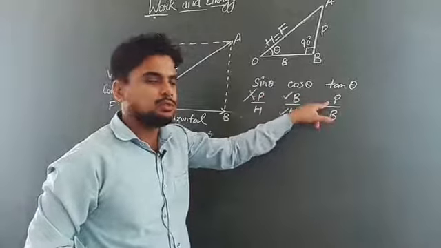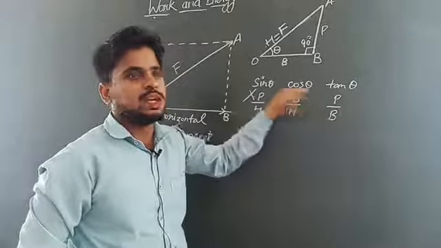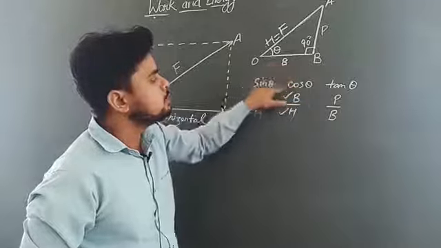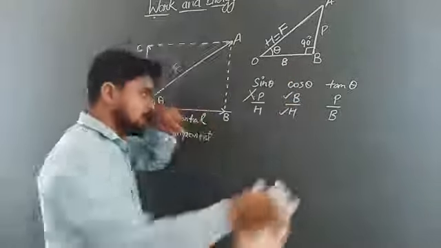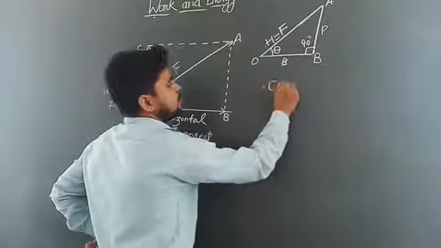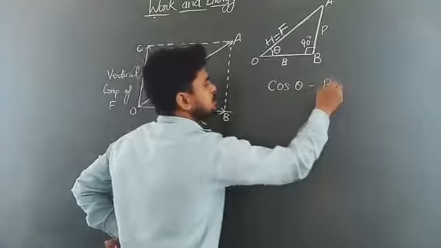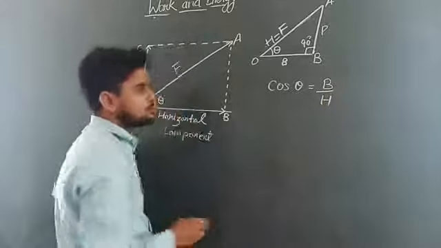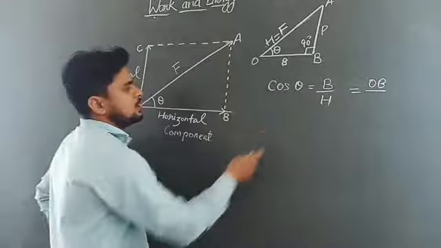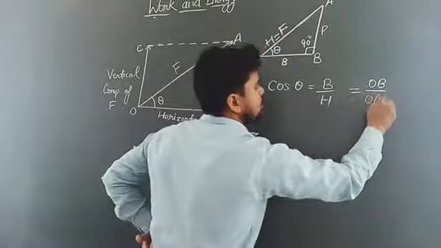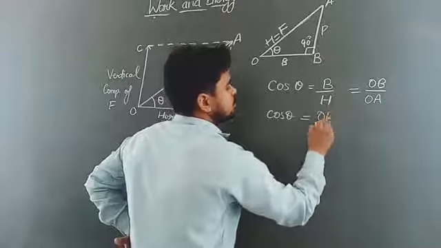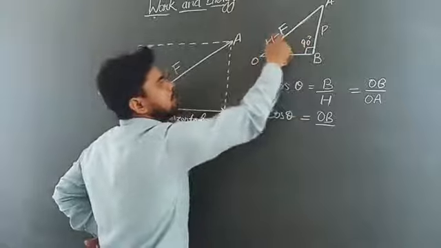Tan theta can also not be used. Why? Because hypotenuse is not there. We have to use that relation in which there is base and hypotenuse. So what will we use? We use cos theta. Now let us find the value of cos theta here. So here we can write cos theta is base upon hypotenuse. Here base is equal to OB, so we can write OB divided by hypotenuse, means OA. Again it can be written as cos theta equal to OB divided by OA. OA is equal to F, so we can write here F.